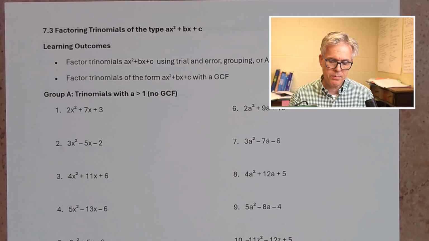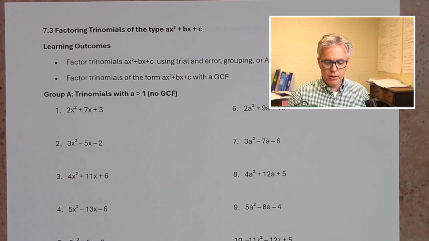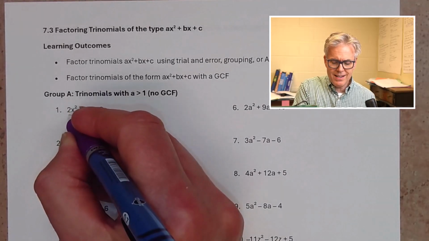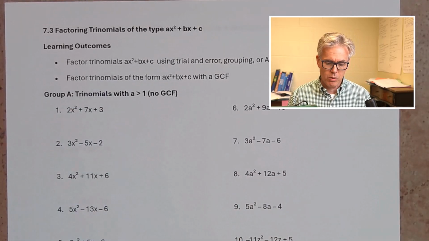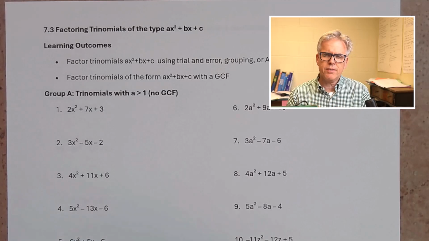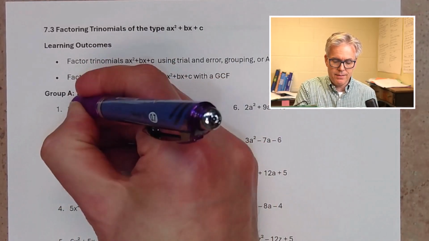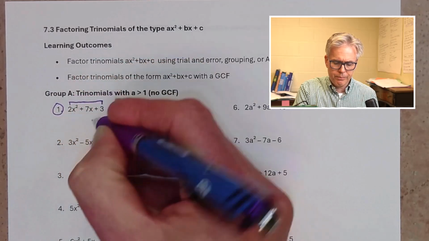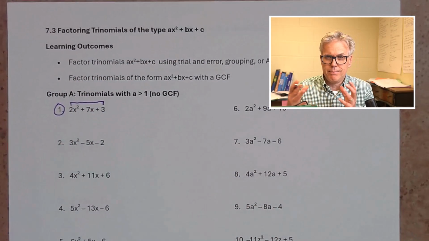All right, in this 7.3 homework, factoring trinomials of the type ax squared plus bx plus c. So now we have a number here that we have to work with. And recall there are several ways we can factor this. The way we sort of settled on is to do the AC method. And let me just do number one. Recall, we're going to try to break that middle term up.